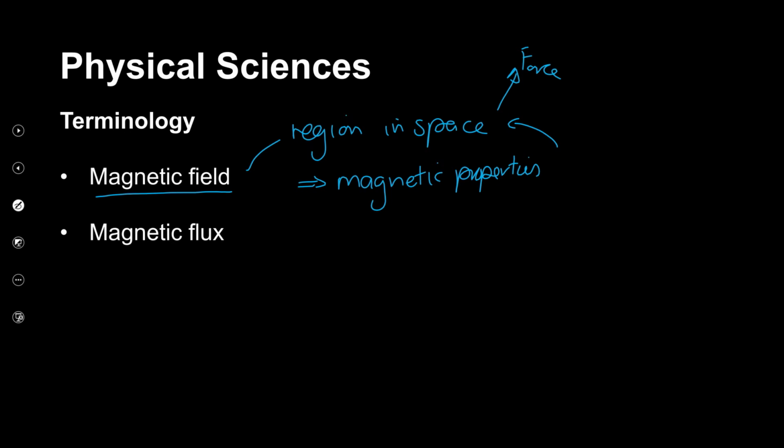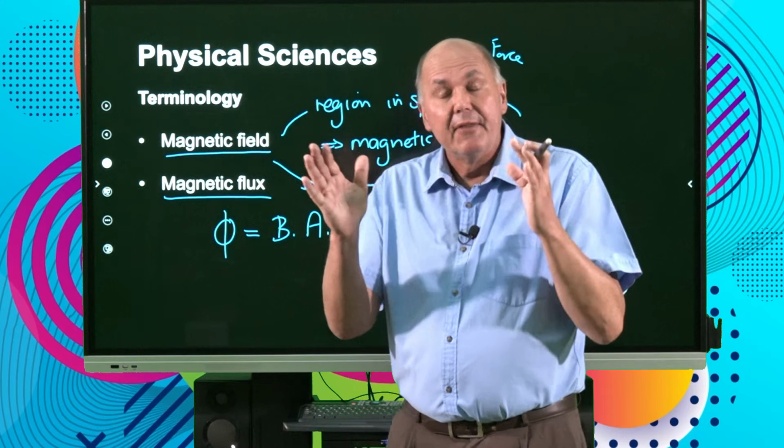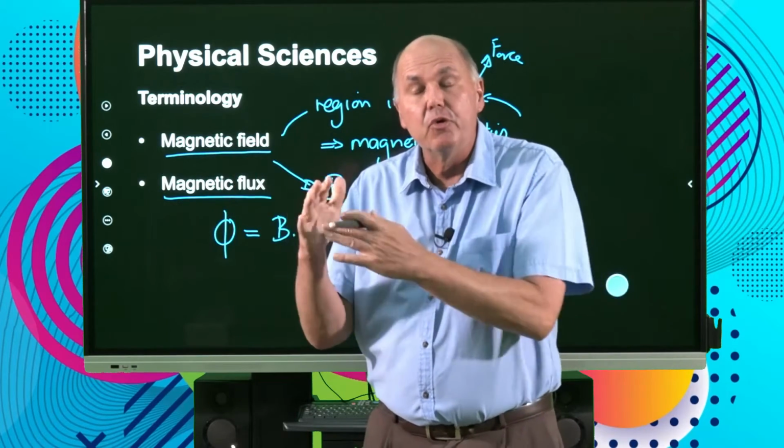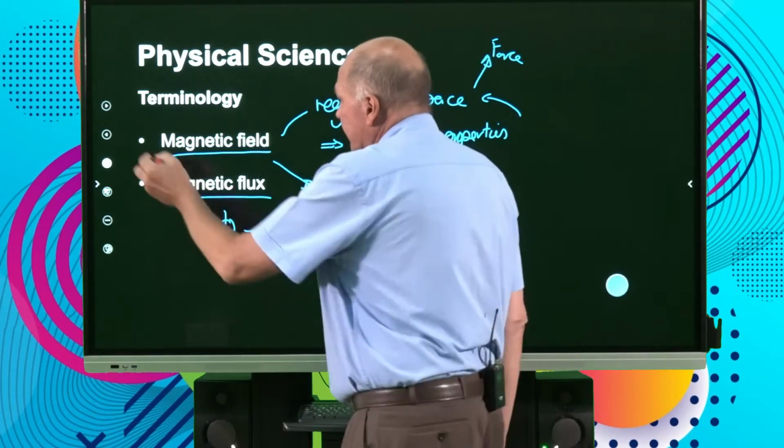There's a follow-up idea to the magnetic field, and that's magnetic flux. Magnetic field strength is represented by the letter B. This is the strength of the magnetic field. Now flux, which has the letter phi, is the relationship between the magnetic field strength and a perpendicular area through which those field lines pass. So the magnetic flux, phi, is made up of two components: the magnetic field strength and the area through which these field lines pass. We're going to use this quite extensively as we look at different aspects of electromagnetism.